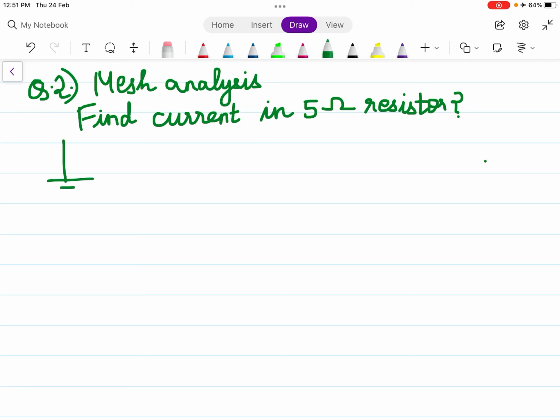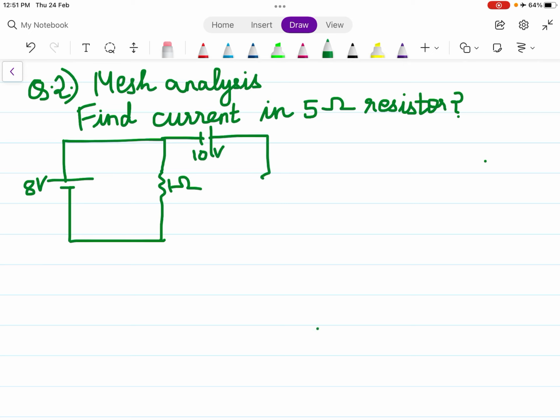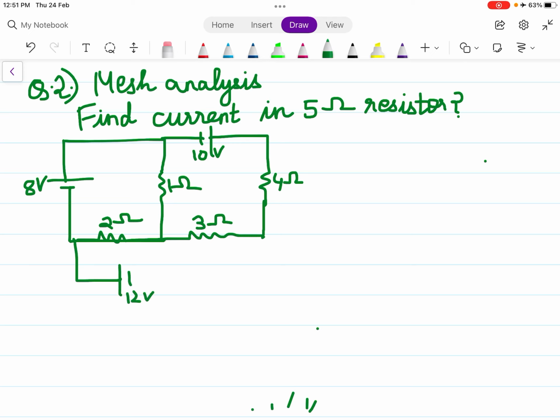Circuit diagram: 8 volts, 1 ohm, 10 volts, 4 ohm, this is 3 ohms, this is 2 ohms, then you have 12 volt, 5 ohms.